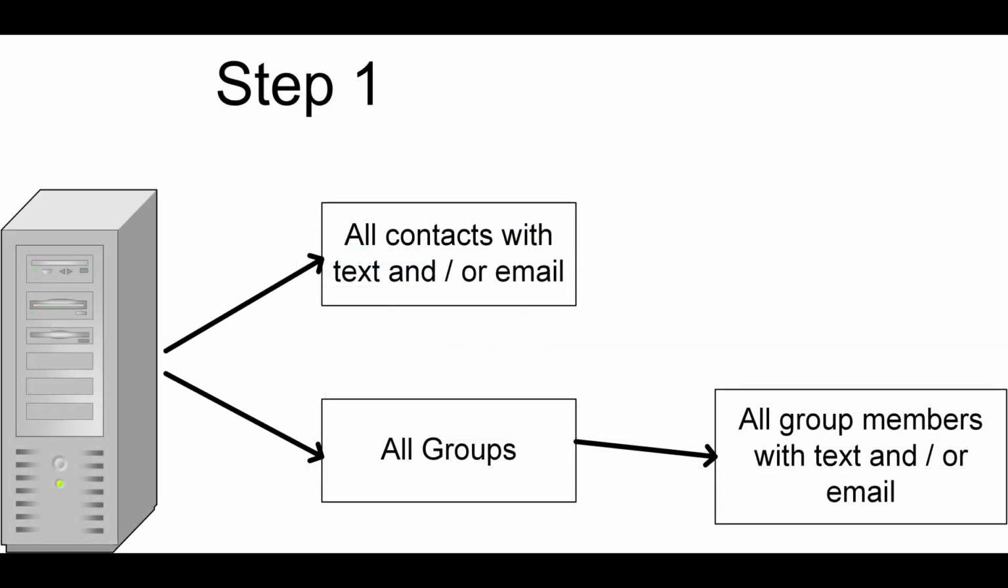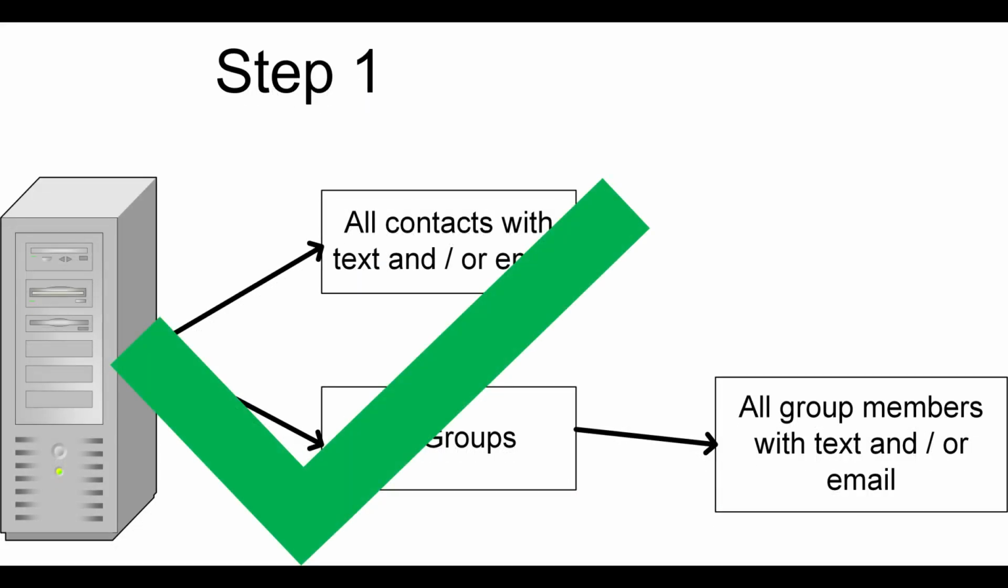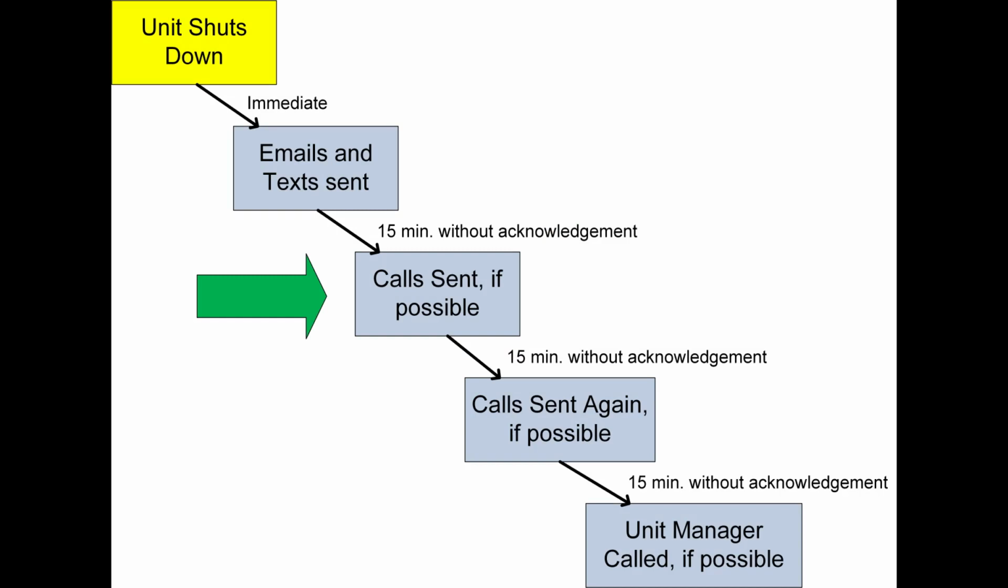If there are no call schedules set up, which is common, then the sequence is done after the texts and emails go out. Alternately, the system can be configured to send out voice calls if no one acknowledges an alarm. This happens 15 minutes after texts and emails go out.